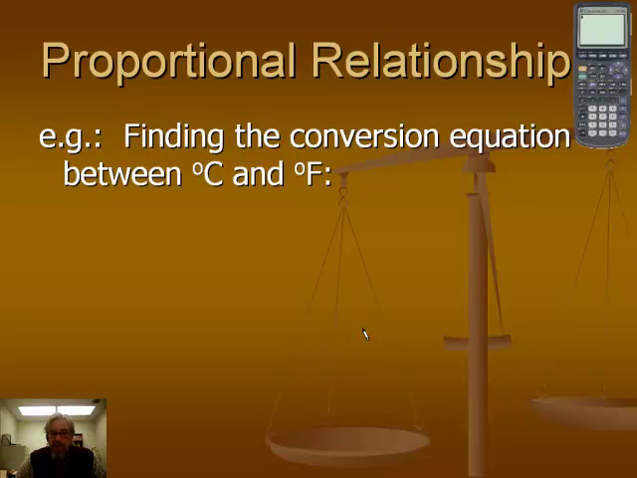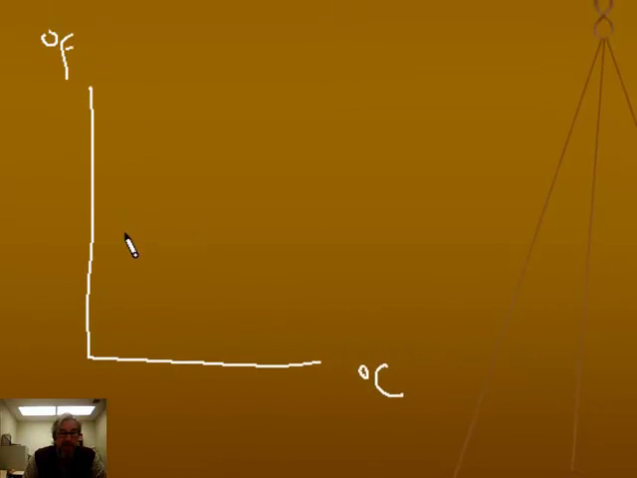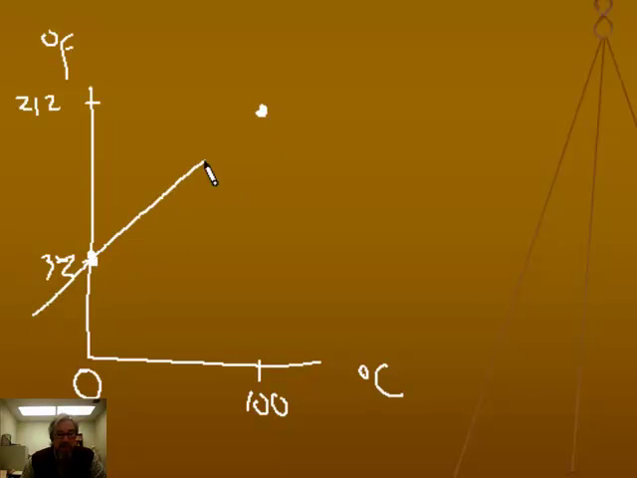I can never remember this, but I can always recreate it. Here's how. I draw a graph in my mind, or sometimes actually on paper. I think about Celsius degrees on this axis and Fahrenheit degrees on this axis. I know that when it's 0 Celsius, it's going to be 32 Fahrenheit. And I also know that when it's 100 degrees Celsius, it's going to be 212 Fahrenheit. That's the boiling point and melting point of water in those two scales. So I have 2 points. A line goes through those 2 points like that. So the relationship between Celsius degrees and Fahrenheit degrees is a straight line.